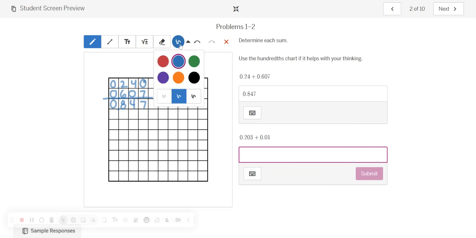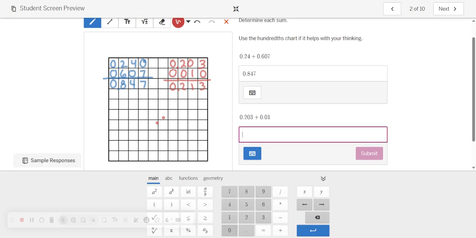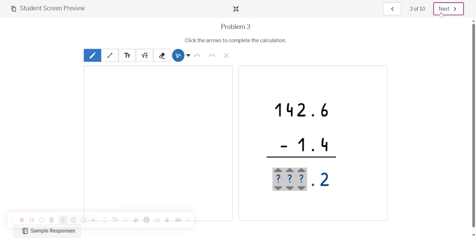For the next one, get rid of that. I'm going to do the same kind of thing. I'm going to line up the decimal points. I'm going to put 0.203 and 0.010. And then if I bring down the decimal, I've got a 3 in the thousandths place, so 1 in the hundredths place, a 2. And so I get that is 0.213. Submit. And let's keep going.